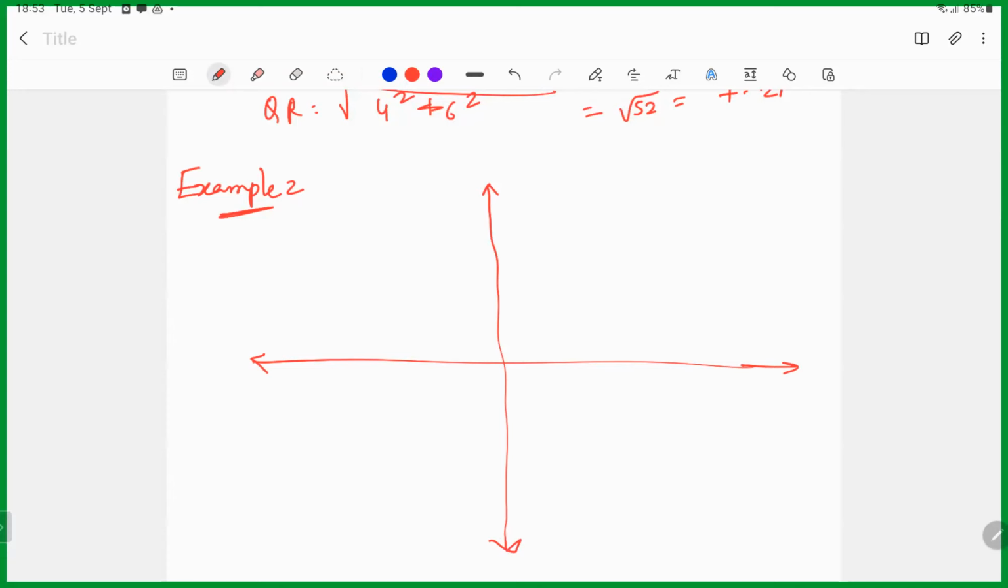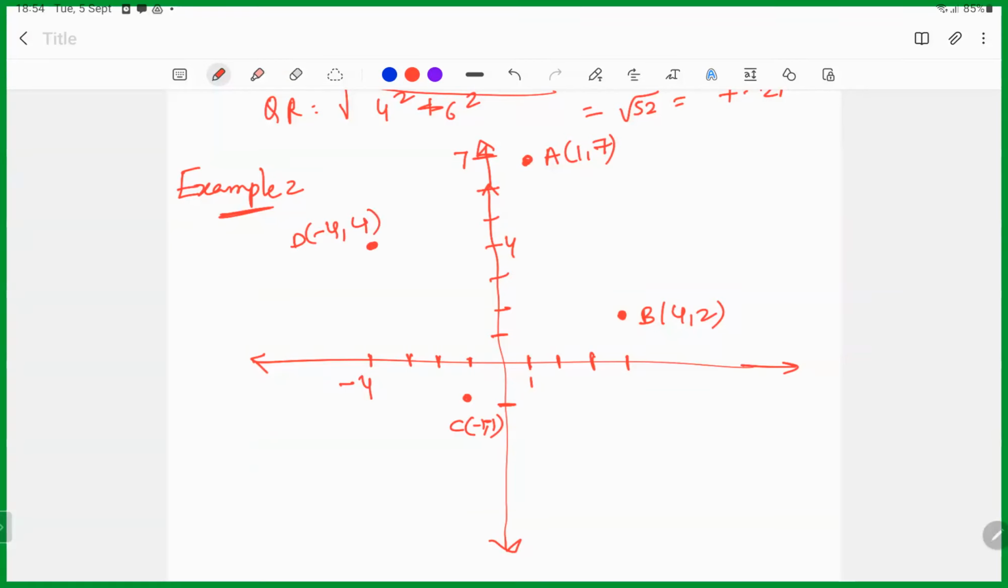So point A is 1, 7. B is 4, 2. What about C? C is -1, -1. D is -4, 4. Right?